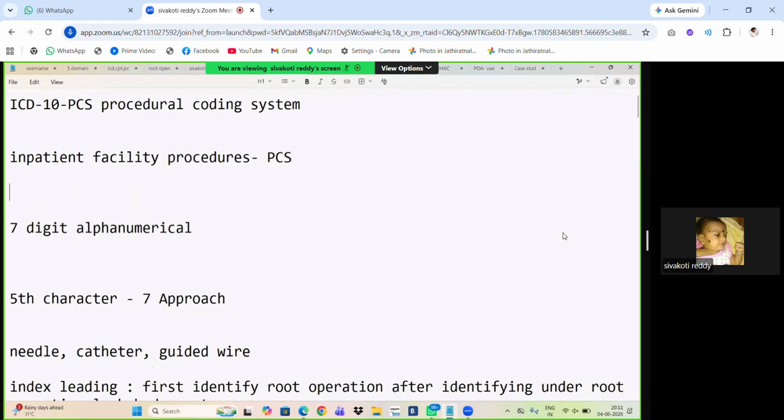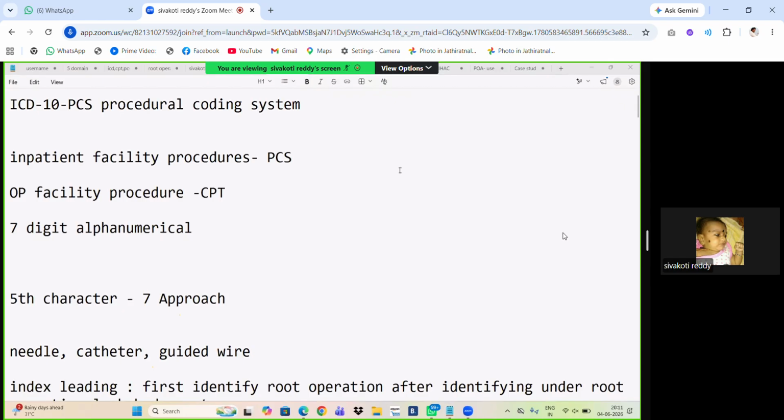If they performed it in outpatient, OP means outpatient, guys, remember. OP facility procedure, you will get CPT. Okay, outpatient facility CPT codes for the procedure. The procedure should be the same, guys. The operative report should be the same. Based on the facility, whether it was performed in inpatient or outpatient, that we need to identify.